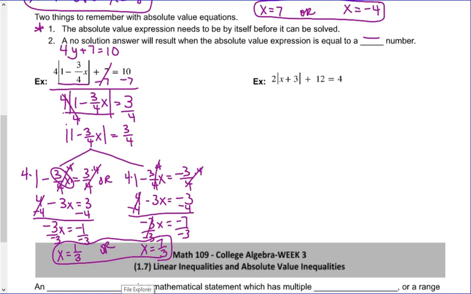More often than not, your numbers will be different. They won't be opposites of each other, okay? So make sure that you don't get set into that.